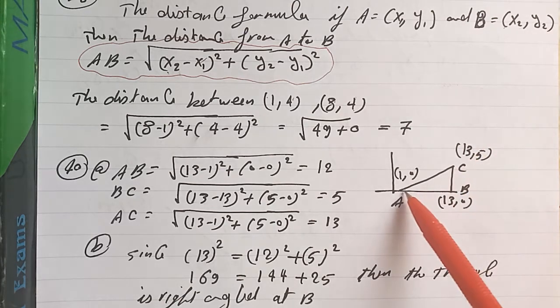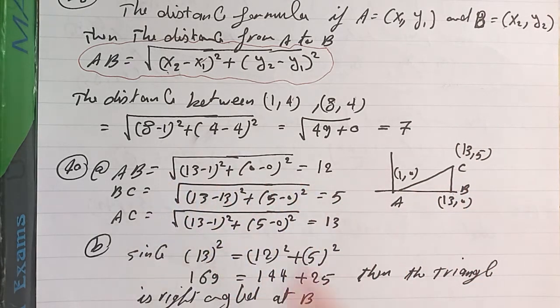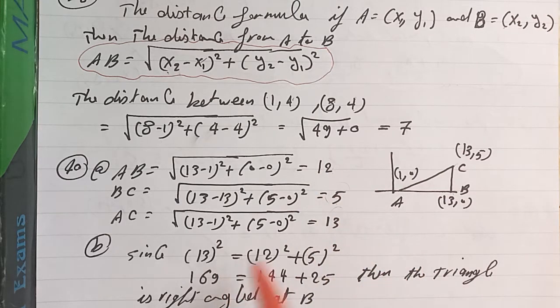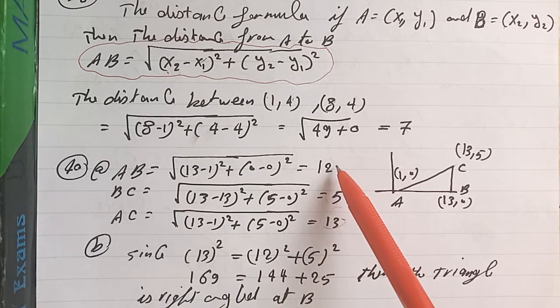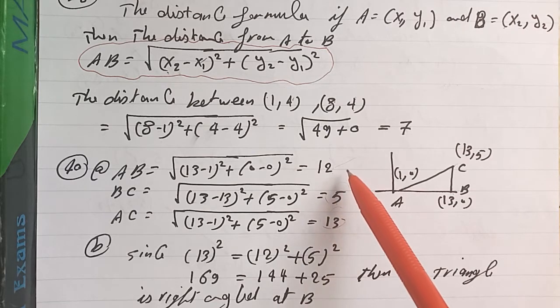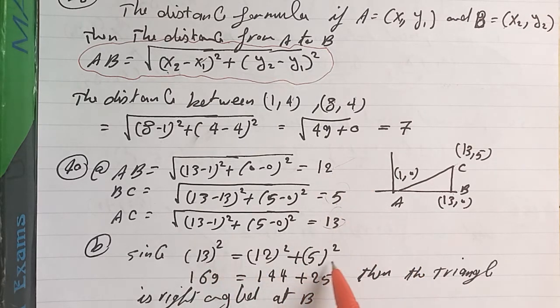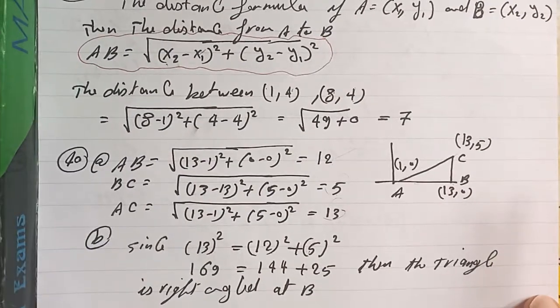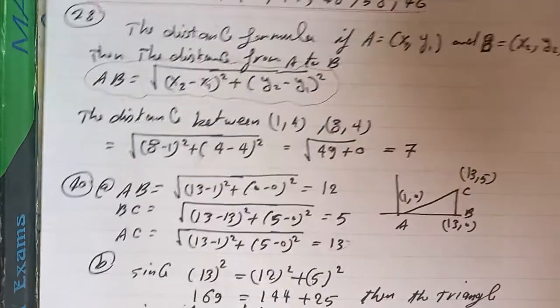So I will get the distance between A and B, which will be 12, and between B and C, which will be 5, and AC, 13. Take these numbers, square them. You will find that the square of 13 equals the square of 12 plus the square of 5. That means that this is a right angle triangle. The angle between 5 and 12 is the right angle, which is angle B. So I can say that this is a right angle triangle at B.